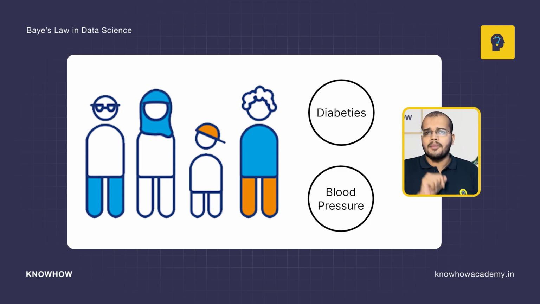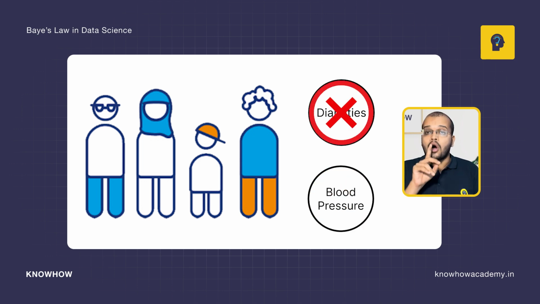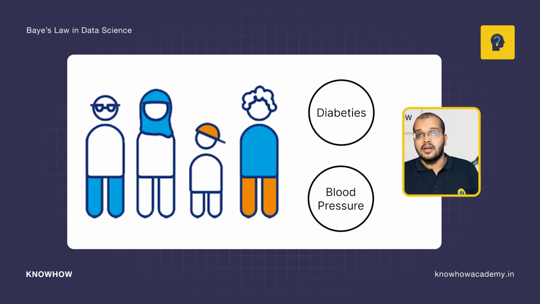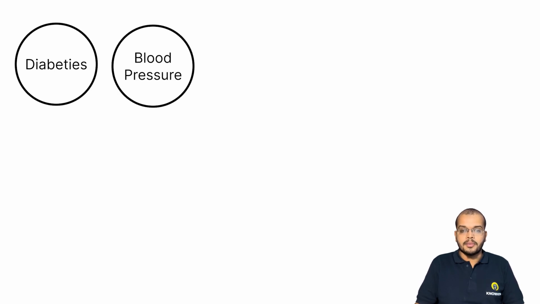Now let us consider the probability. Those who have diabetes, it is not compulsory that they should have blood pressure. Or those who have blood pressure, it is not compulsory that they have diabetes. Or a few people might have both diabetes and blood pressure. Am I right? So now what I mean to say here is, people with diabetes and people with blood pressure.